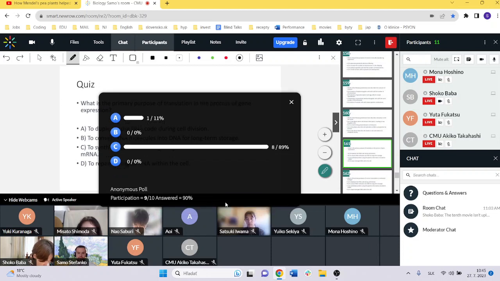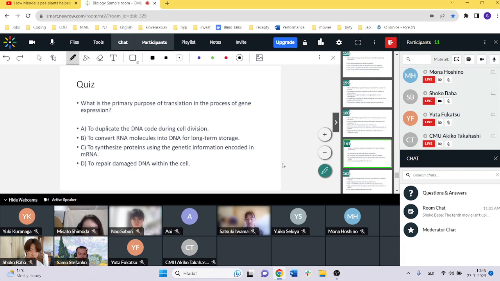Okay. So here are the results. Howie, please, what have you chosen and why? I chose C. To synthesize proteins using the genetic information encoded in mRNA. Okay, so let's propose this is right.